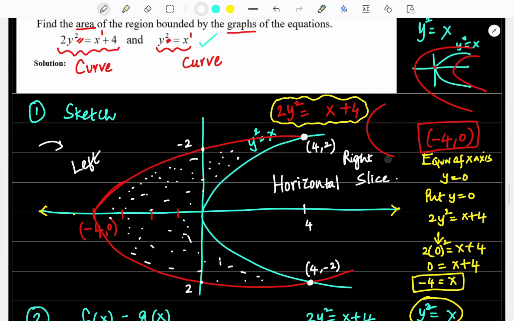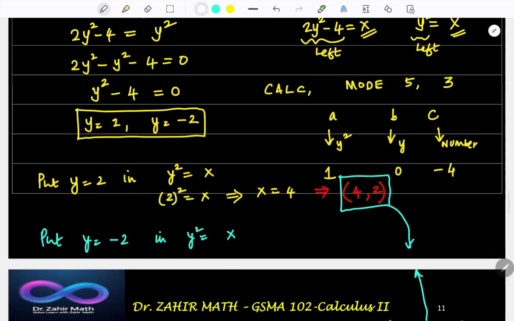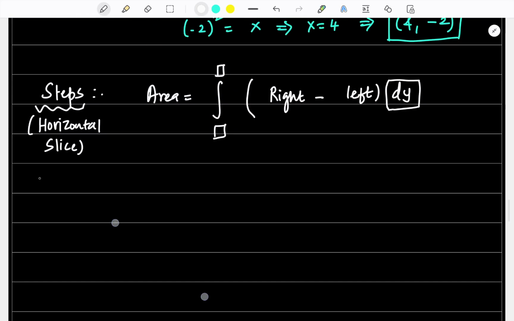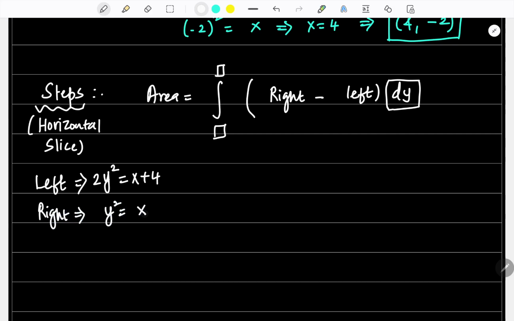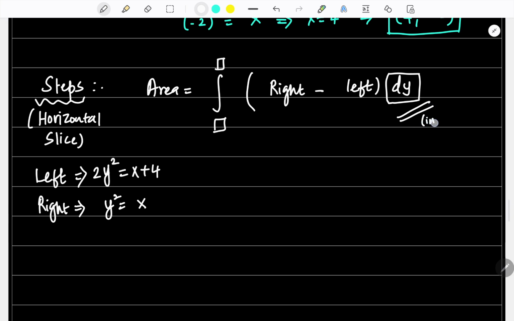And what is the equation of this one? This is 2y square equals x plus 4. Okay, left. And what is on the right? Y square equals x. So the left equation is 2y square equals x plus 4, and the right equation is y square equals x. Now what is the formula I said? Right minus left. What is your right? You need to write everything in terms of y.